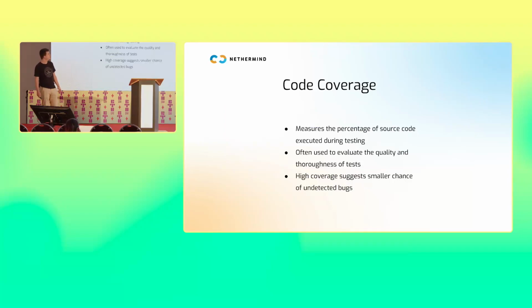Well, we could use code coverage, and code coverage is a measure of the percentage of source code that was executed during testing. It's often used to evaluate the quality and thoroughness of tests. And usually, high coverage suggests that there's a smaller chance of undetected bugs, right? If we covered most of the code in our tests and we ran through it, we shouldn't expect to find a huge amount of bugs there, at least in theory.